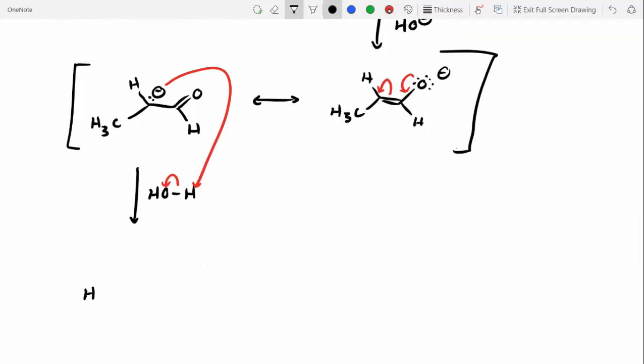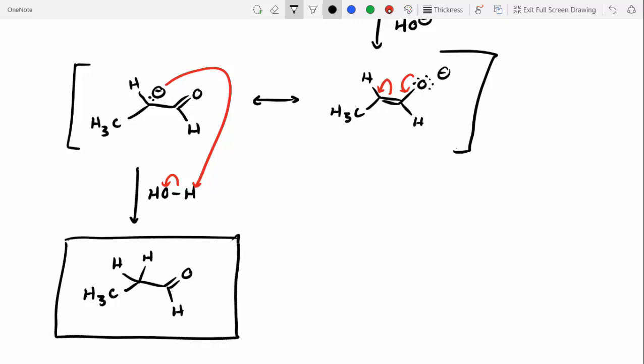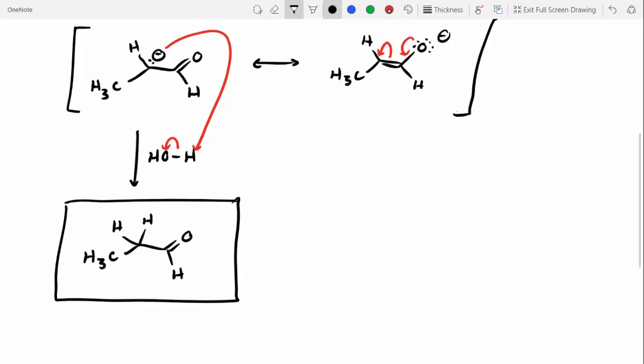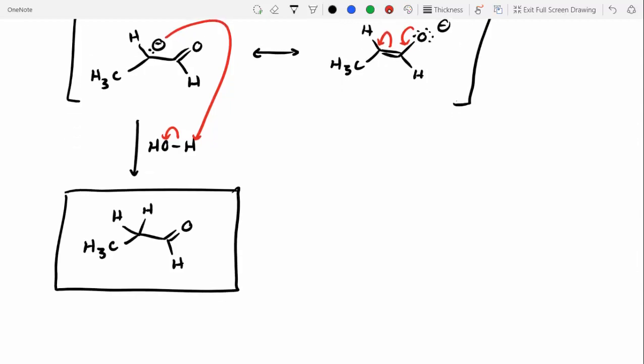Now we've got our base regenerated. And we've got our final product. What sort of functional group does our final product have? Aldehyde. So this time, instead of forming ketones, we're going to be forming aldehydes.